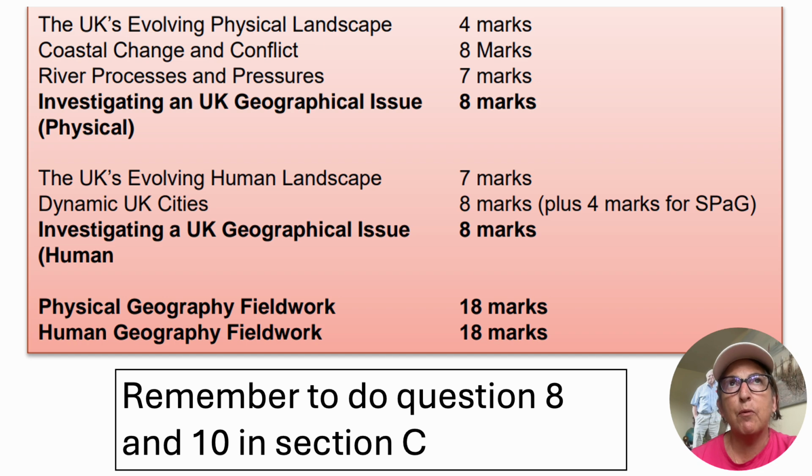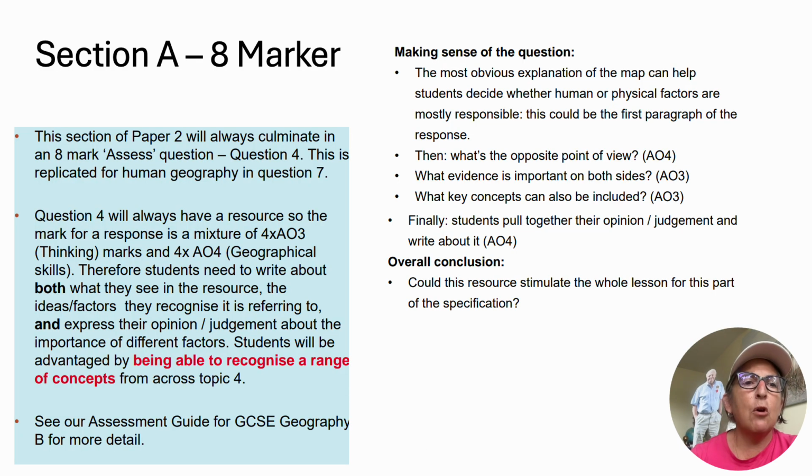The question will provide you with a clue about what to write about, and then it's looking for you to add something of your own. So this section of the paper will always have an 8-mark assess question, maybe evaluate, normally assess. It's question 4, and then the same thing will happen for question 7 for the human bit. It will always have a resource of some kind, at least one, that might be maps but also some text.